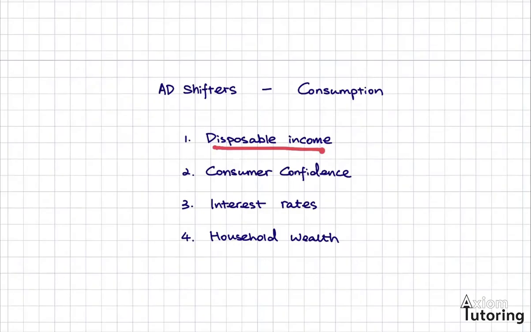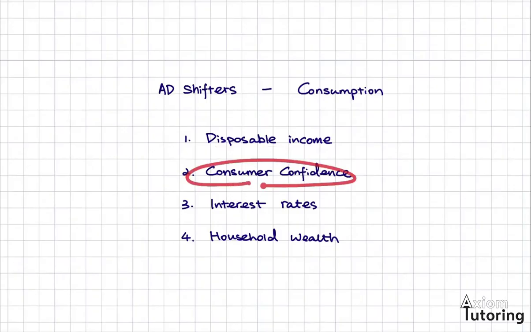The strength of this effect, of course, depends on households' marginal propensity to consume, which we are going to cover later. But in short, some households may spend most of their additional income while others may save it or use it to repay debt. Second, consumer confidence.